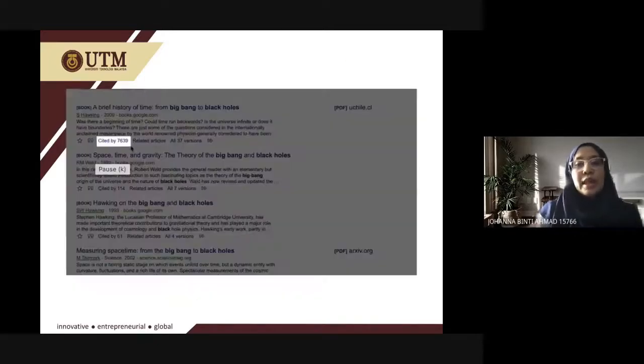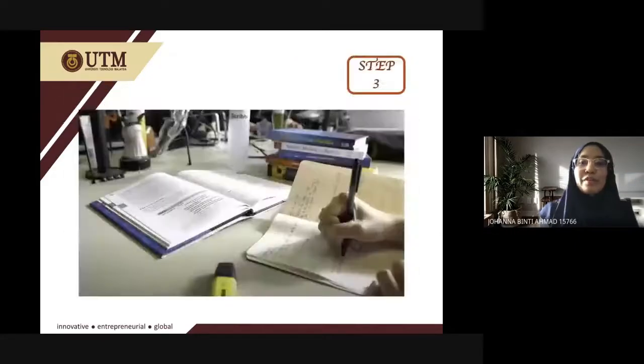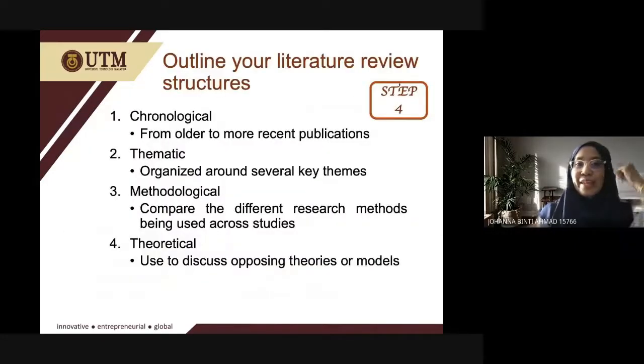So that was the third step, and we are going to the fourth step. We need to outline your literature review structure. Basically, there are four structures. The first one is chronological, which I believe all of you already realize: we sort based on the year, starting from the older to more recent publications. Then there is the thematic, whereby we organize around several key themes, as I mentioned before.